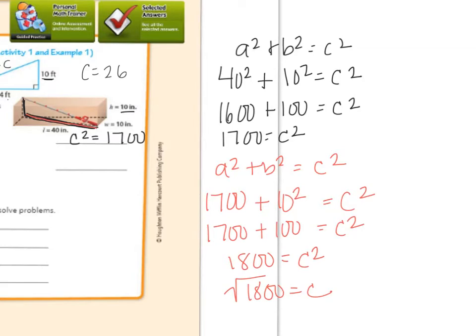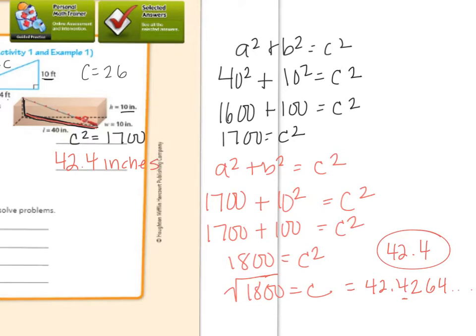And so if I plug the square root of 1800 into my calculator, I get a long decimal. I get 42.4264, and then it goes on, okay? So it wants me to round to the nearest tenth. So when I round this to the nearest tenth, I get 42.4. So that is my length of that fishing rod in that box. So I'm going to put that here, 42.4 inches.